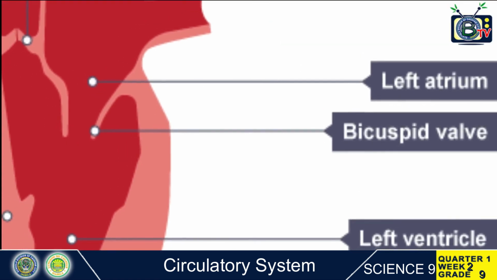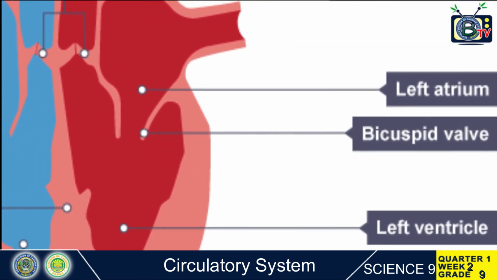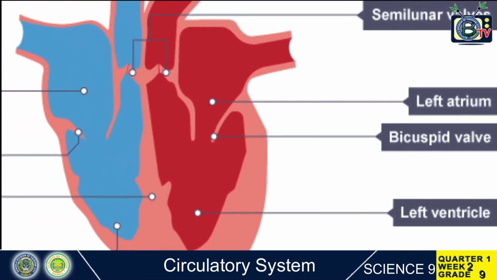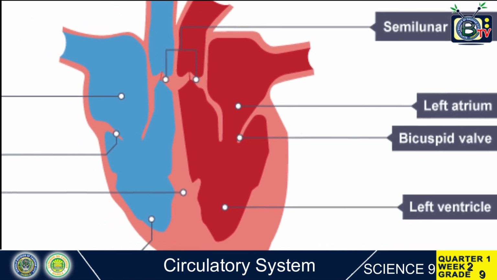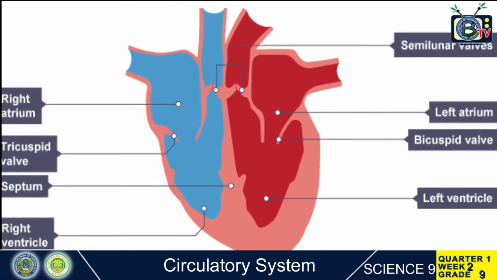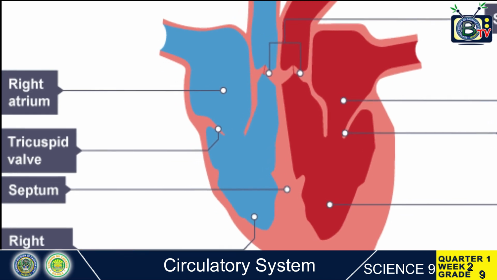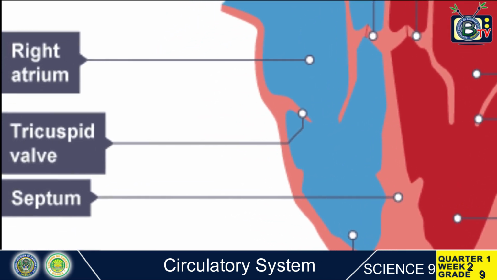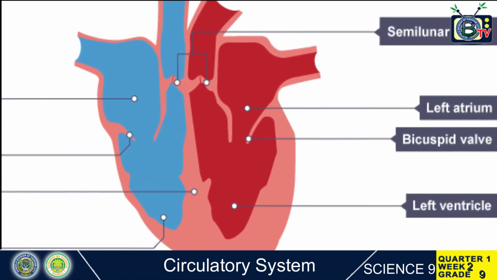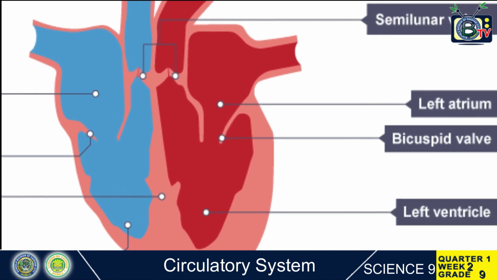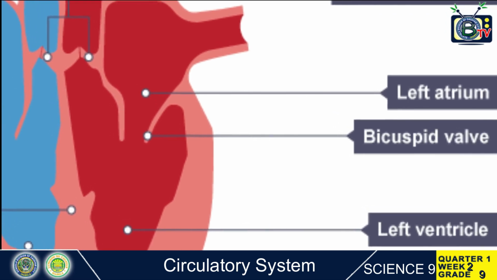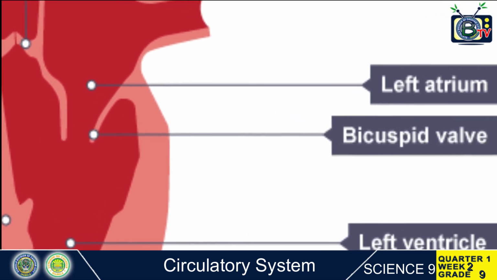There are valves between the atria and ventricles. The atrioventricular valves only open in one direction to let blood into the ventricles and are flapped shut by the pressure of the blood when the ventricles contract. The tricuspid valve is situated between the right atrium and the right ventricle, while the bicuspid or mitral valve is found between the left atrium and the left ventricle. Strong tendinous cords or chordae tendineae attached to valves prevent them from turning inside out when they close.